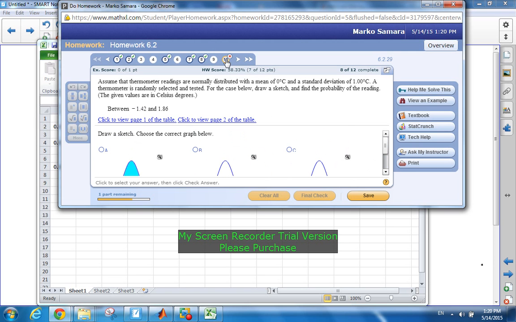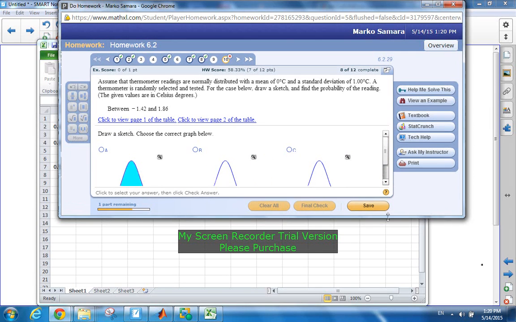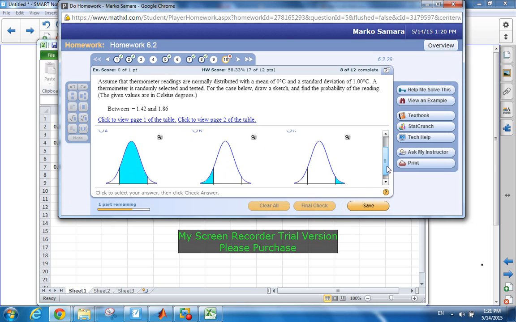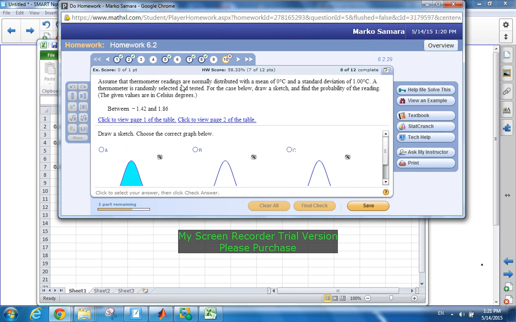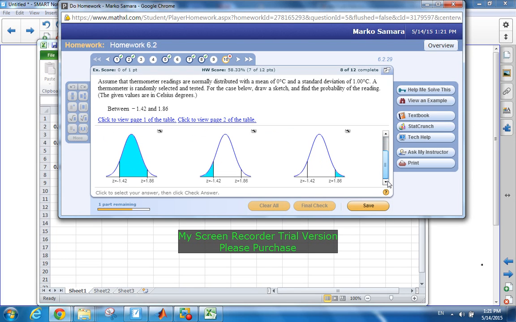Okay, next problem, number 10. Assume the thermometer readings are normally distributed with mean 0 and standard deviation 1. So again, the same kind of problem. A thermometer is randomly selected and tested. For the case below, draw a sketch and find the probability of the reading. So we need the probability of getting a reading between negative 1.42 and 1.86. So that's apparently this one.